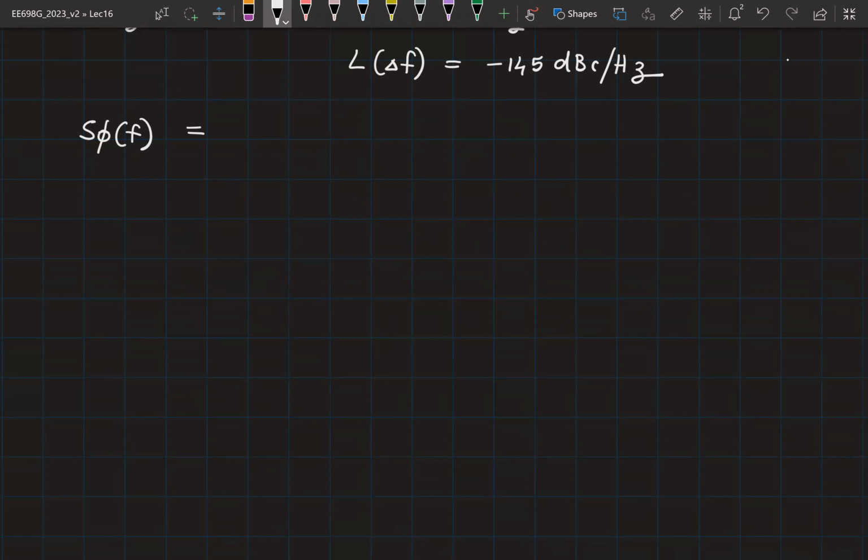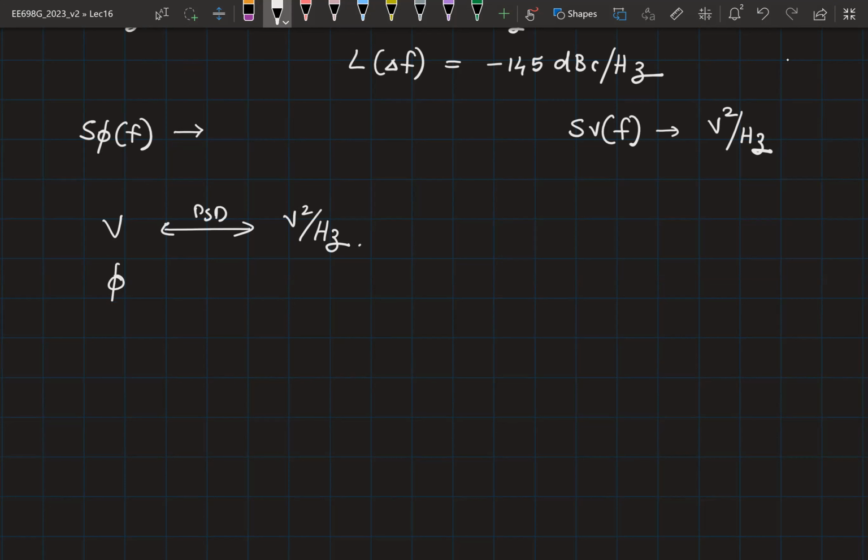So let's also look at SV of f. What is the unit of SV of f? This is V square per hertz. So what should be the unit of S phi of f? This is not a voltage quantity, right? So if I have a voltage quantity and I take the PSD, it becomes V square per hertz. So I had a phase quantity. I take the PSD. What should it be? Radian square per hertz.